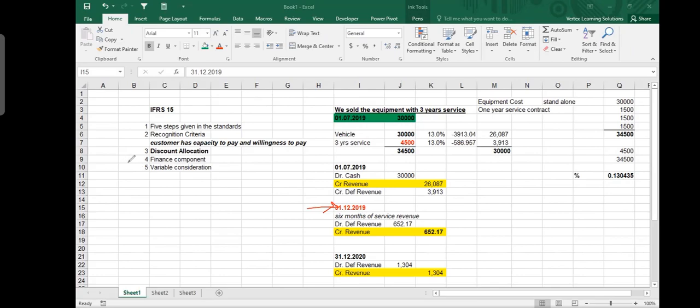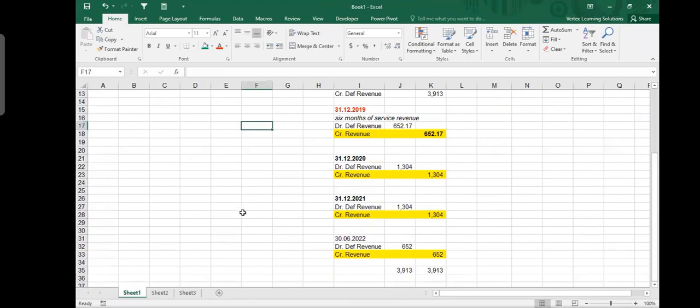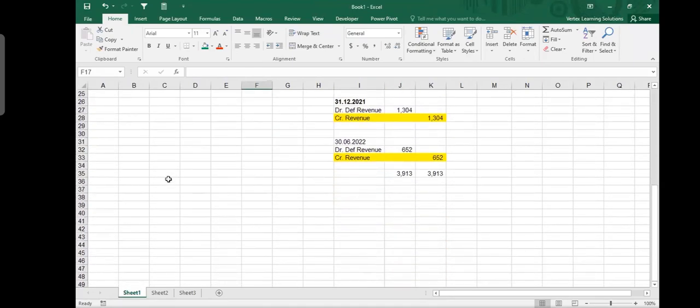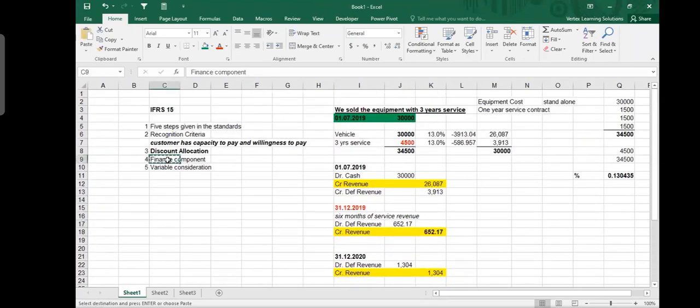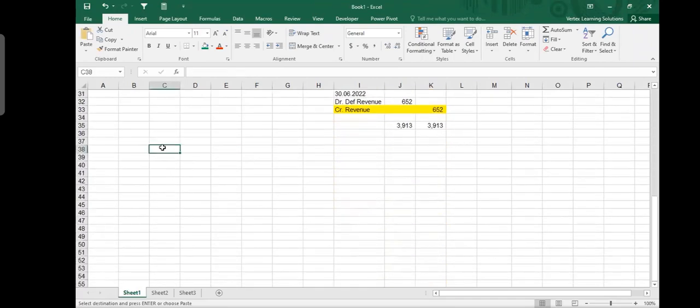Next thing is about the finance component. Now I'm going to take the same numbers. Let's suppose that we create a scenario for the finance component. This is again an important aspect in IFRS 15. Sold equipment for, let's suppose, $30,000.